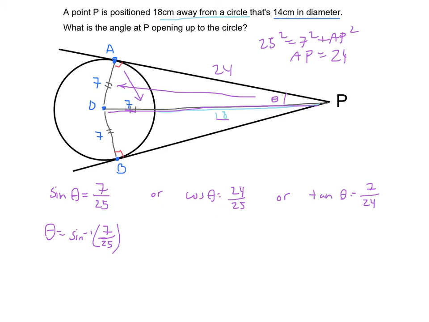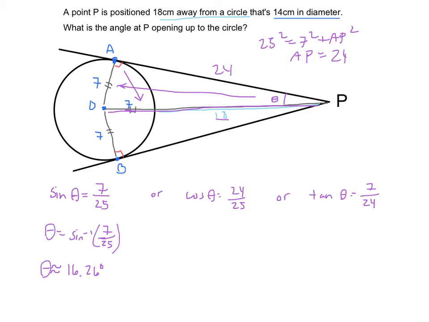Now, you can take any one of these. Let's do the sine. So theta itself is going to be the inverse sine of 7/25. Make sure we're set to degrees, and we get 16.26. And I could double check with these over here too. All right, I just typed those in my calculator, is all the same thing.